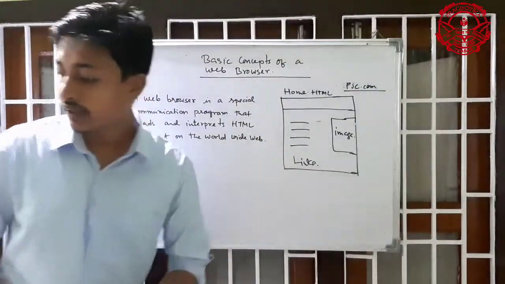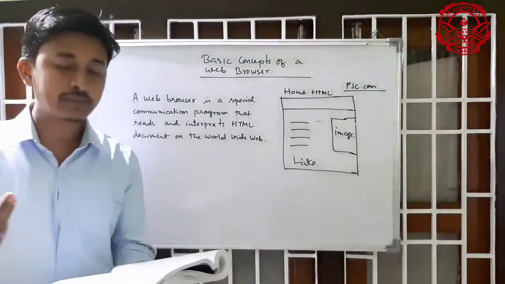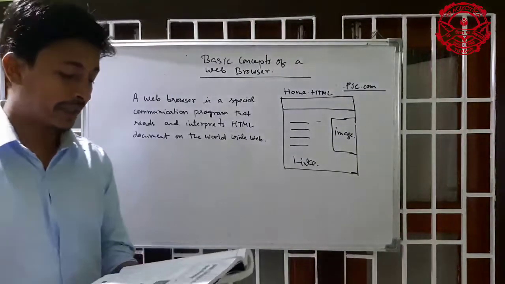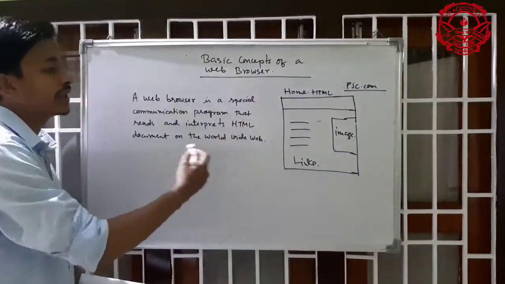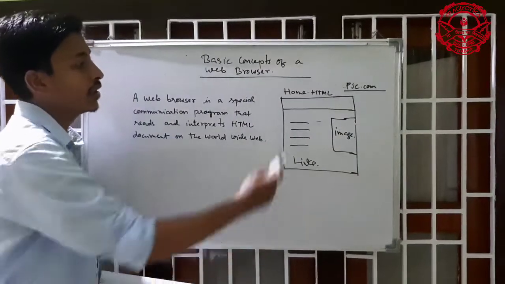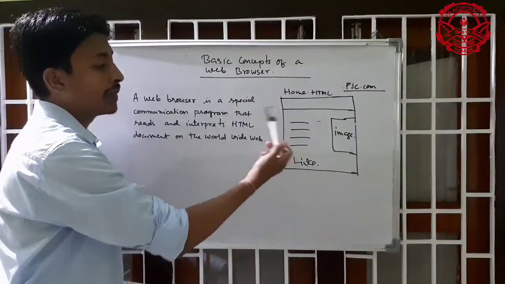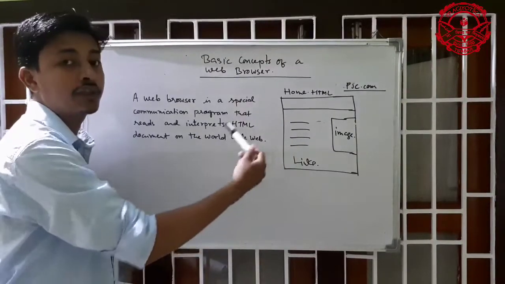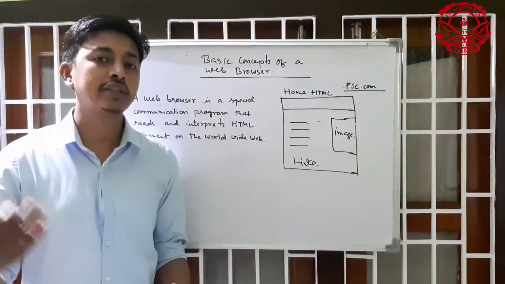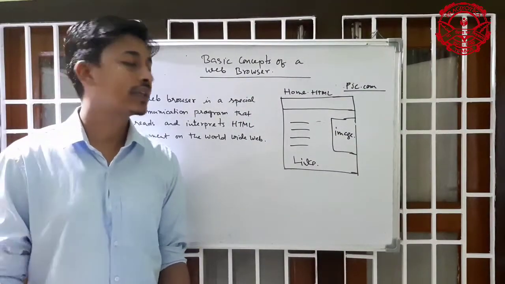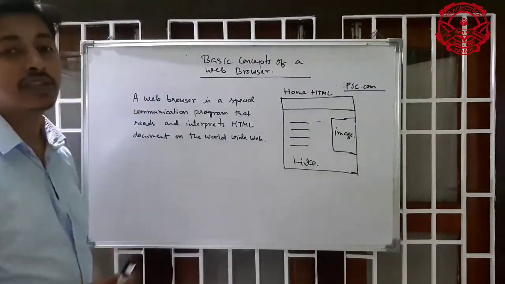So that's why you can see here a web browser can thus be defined as a special communication program that can read and interpret HTML documents on the world wide web. It means what? It reads all the documents. HTML document includes all the text, images, links, audio, video, everything. So that's why we need a software where we can display these files. Okay, so web browser is a software.